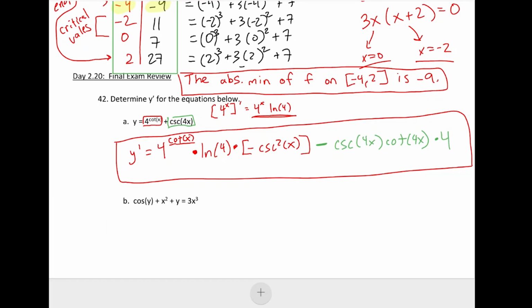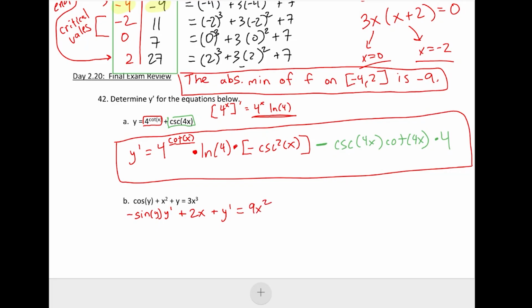Okay, we got our very last problem of the review, and it's an implicit differentiation problem because y is not isolated here. So we're trying to find y prime. We're going to have to use the chain rule on this cosine y. Get negative sine y times y prime. The derivative of x squared is 2x. The derivative of y is y prime. The derivative of 3x cubed is 9x squared.